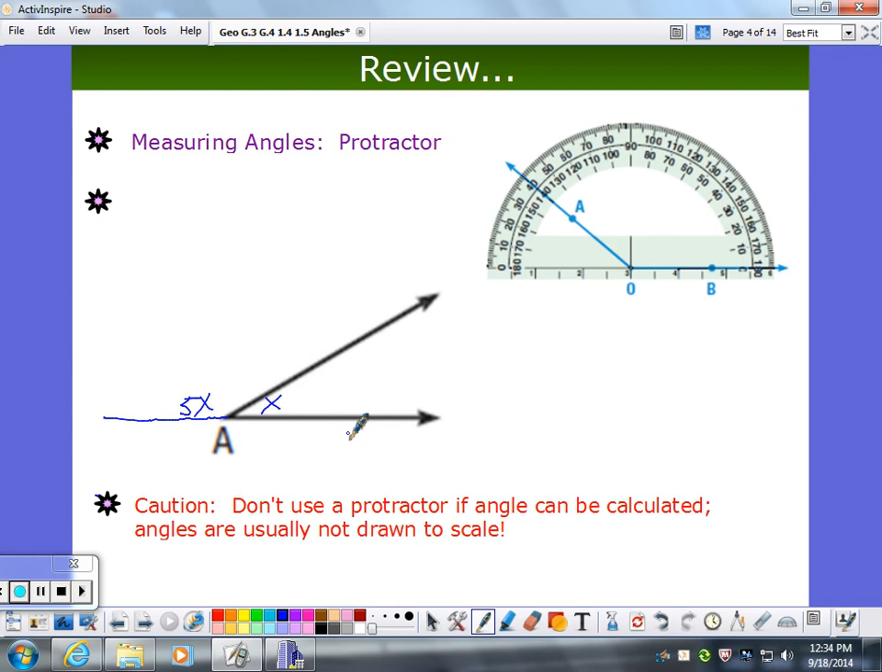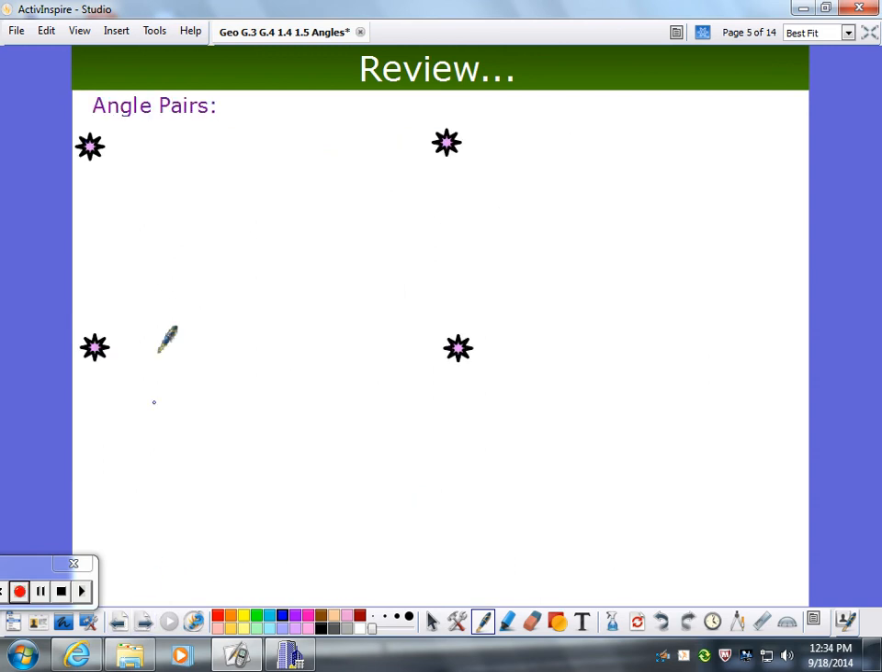So don't use a protractor if you have a problem set asking what is the measure of this angle, with all kinds of x's. You don't know what it is, so you use your protractor. Don't do that, because they're not drawn to scale. Okay? Just thought I'd make that point.